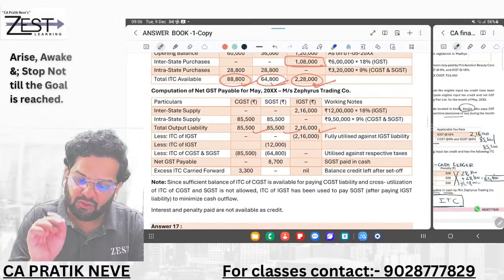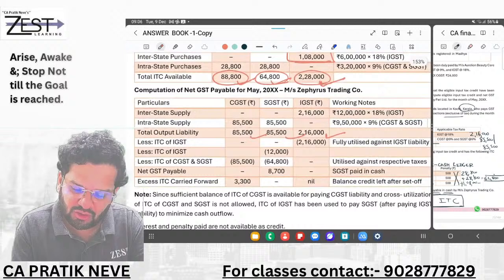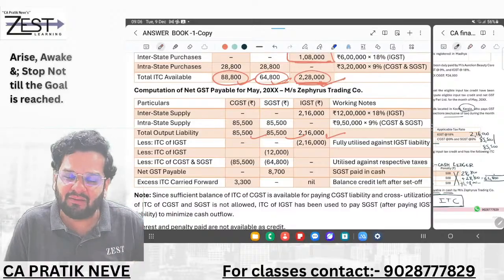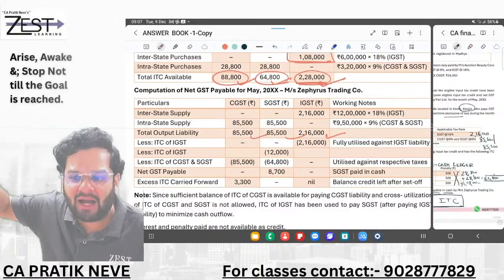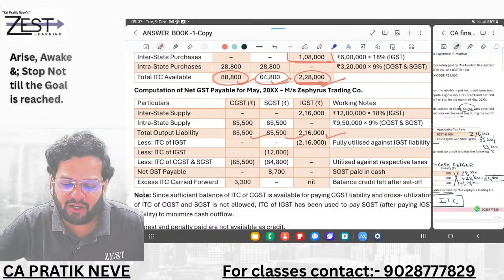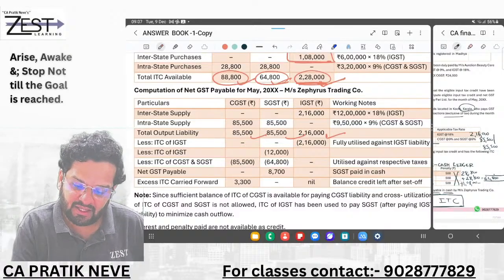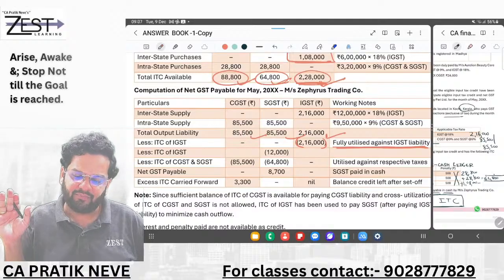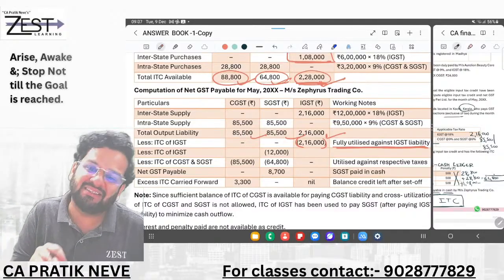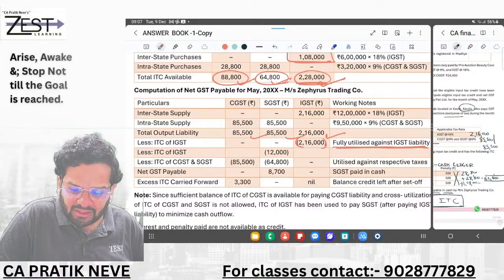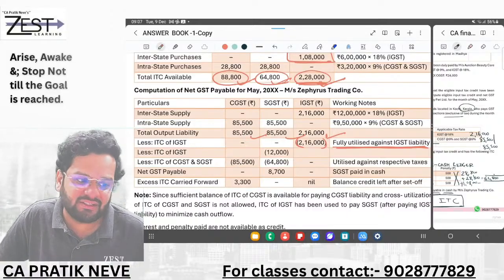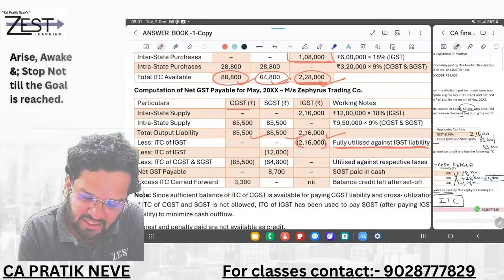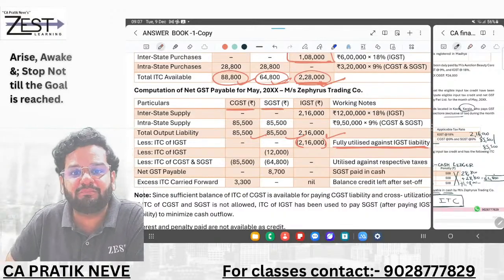Now, do you agree that 2,28,000 is your ITC available of IGST? ITC of IGST will be first utilized to pay output tax of IGST. So you are fully utilized against IGST liability. But after that also something is remaining. 12,000 rupees of ITC of IGST is remaining. Where will you use this 12,000? Either to pay CGST or to pay SGST, or in any order and any proportion.